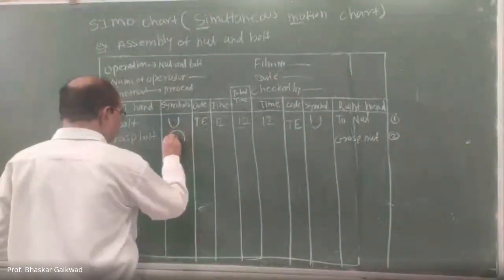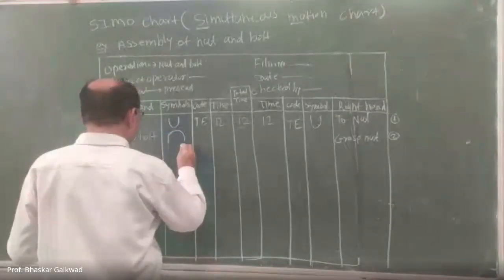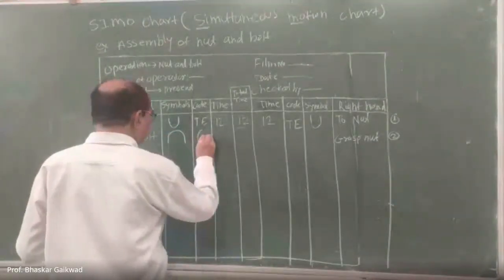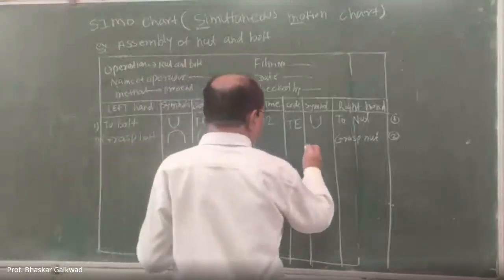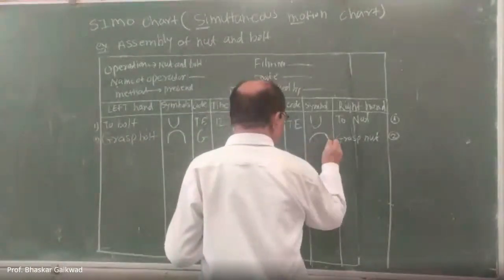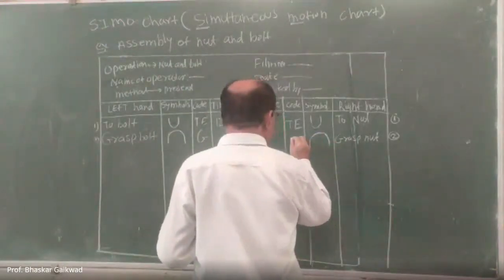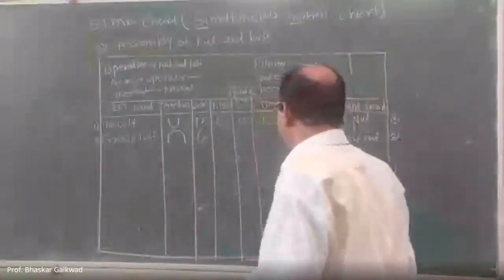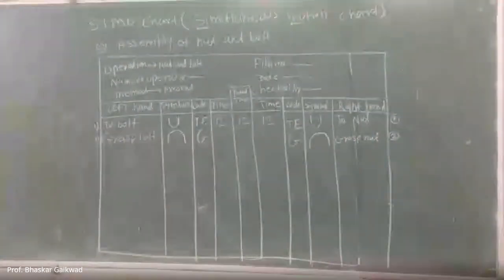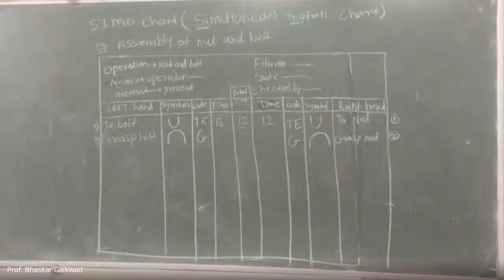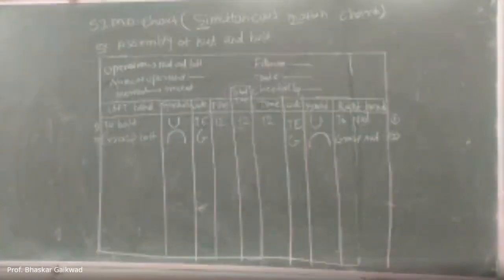This is the grasping symbol, denoted by G. This is denoted by Z. Now, what is the time for this?